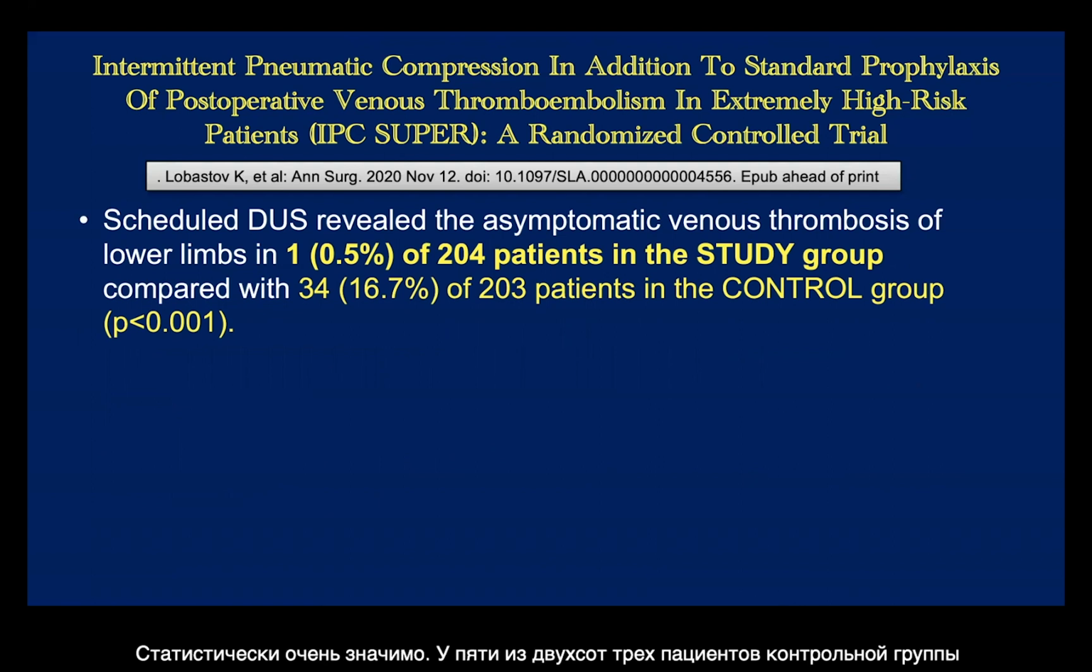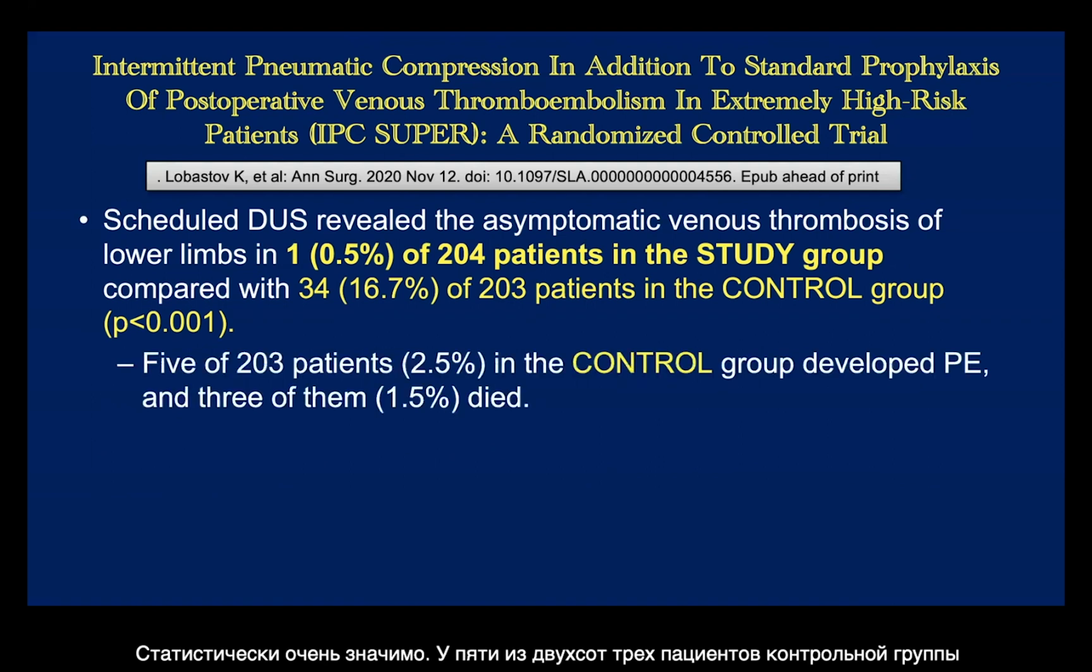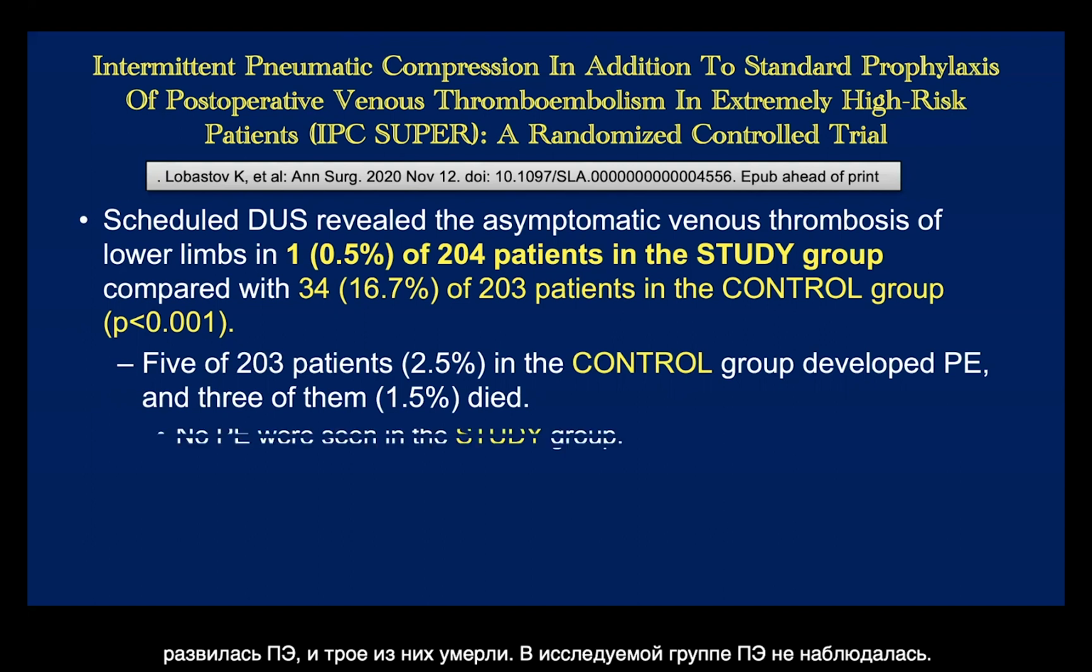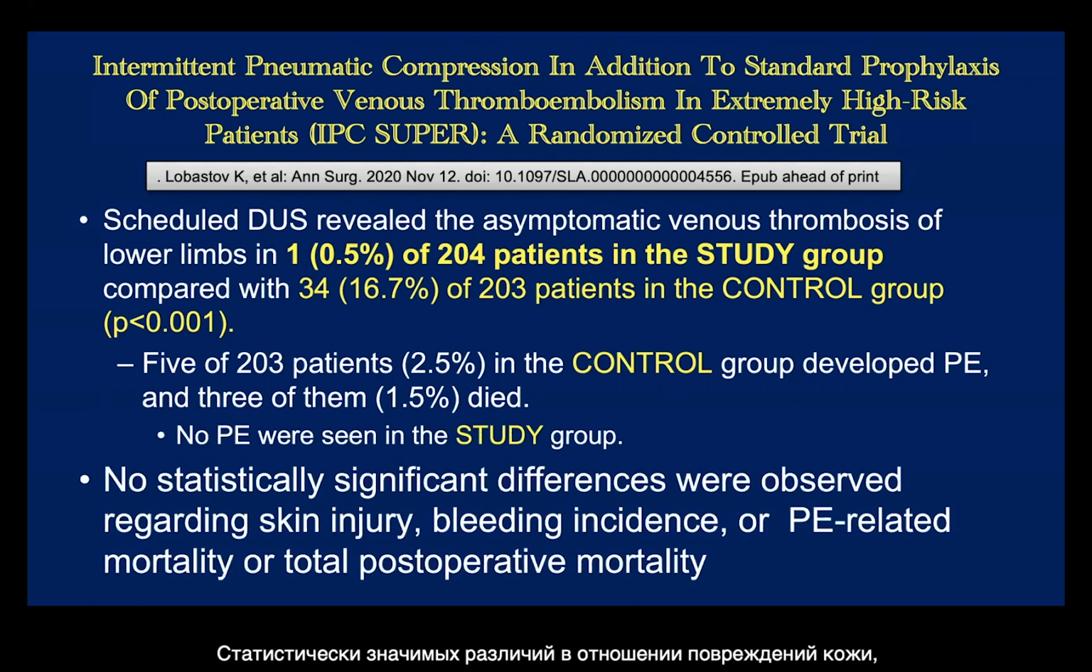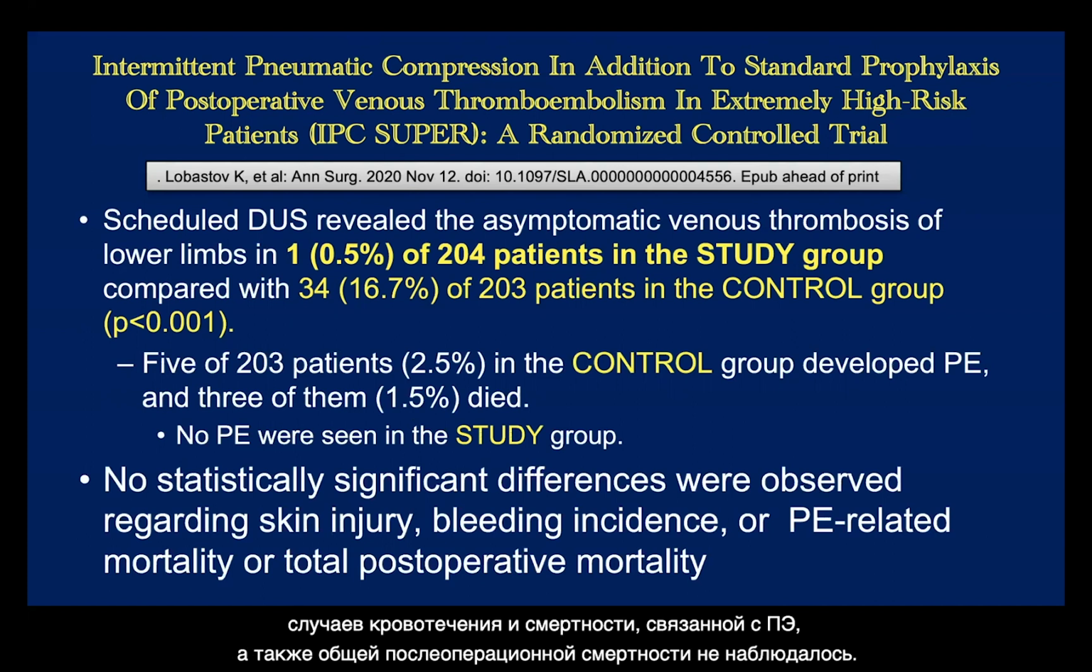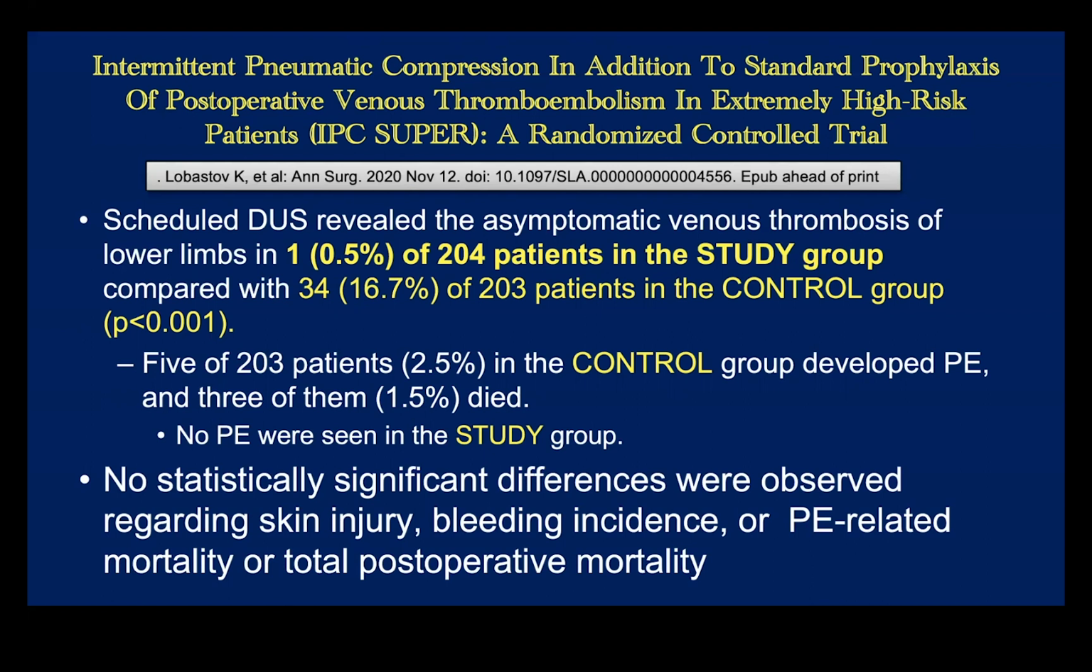Highly statistically significant. 5 of the 203 patients in the control group developed PE, and 3 of them died. No PE were seen in the study group. No statistically significant differences were observed regarding skin injury, bleeding incidents, or PE-related mortality or total postoperative mortality.